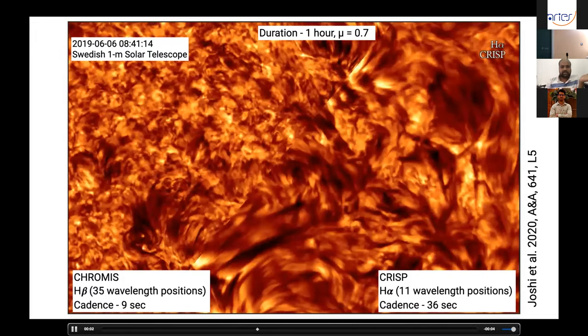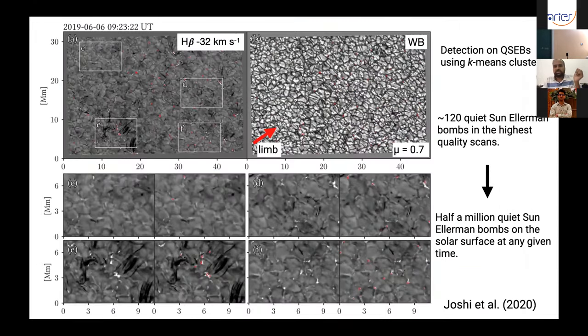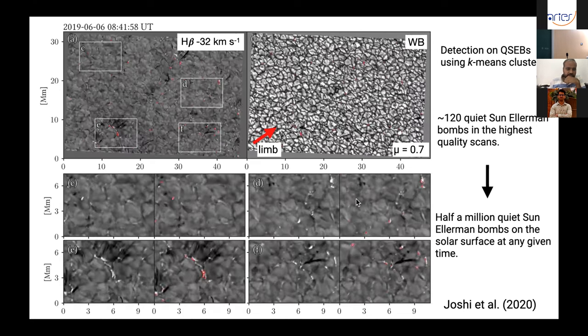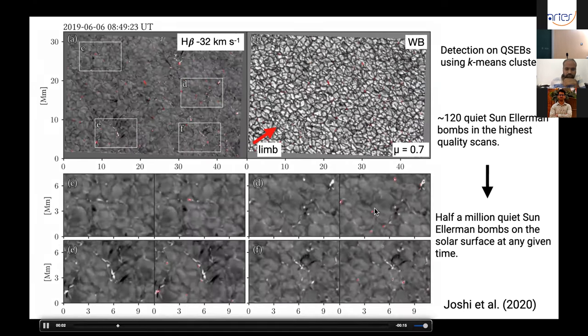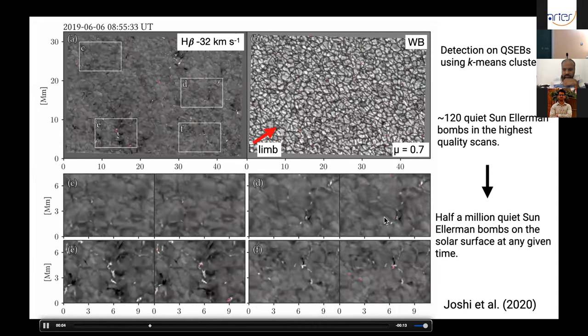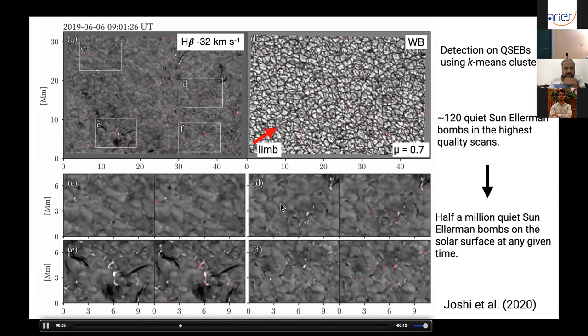So we detected all the events using machine learning, k-means clustering, and what we found is that even in the very good frames, we found up to 120 quiet-Sun Ellerman bombs. What you see here is the blue wing in H-beta. It is the white band, so you see granulation, and all the red dots are the detected Ellerman bomb-like events. If you zoom in and I play the movie, you see the evolution of this reconnection event everywhere in the field of view. You see these tiny, small events appearing everywhere and very dynamic.